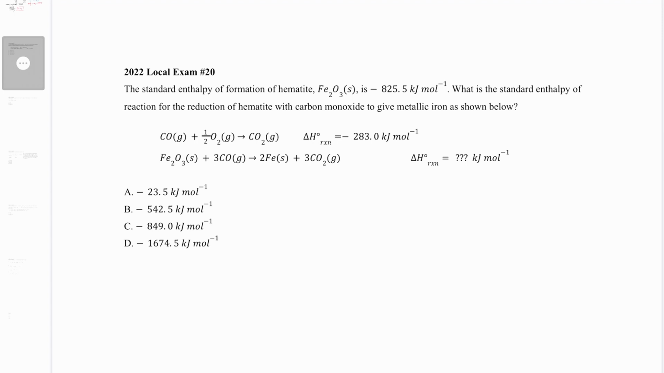We're given the enthalpy of formation reaction, and we're also given this reaction here. We have to use these two reactions and manipulate them in order to get this final reaction that we have here. Once we've done that, we can add up all the enthalpy values using Hess's law to find the enthalpy change associated with that bottom reaction. So we said that we had two reactions. Let's just write them. It's carbon monoxide gas reacting with 1/2 mole of oxygen gas to give carbon dioxide gas.